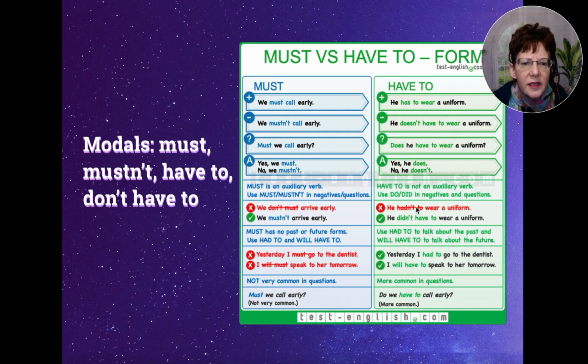Okay, so note that this can be a common mistake. He hadn't to wear a uniform. It should be he didn't have to wear a uniform. Okay, so basically we use had to talk about the past and will have to talk about the future. So we'll look more at these things and some more examples in the next slides.